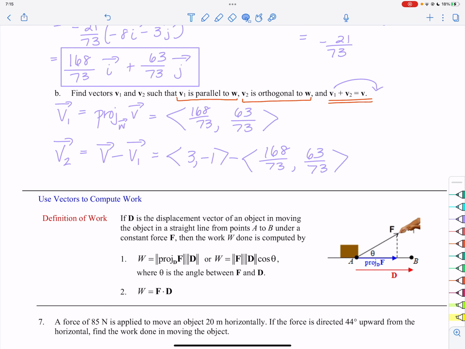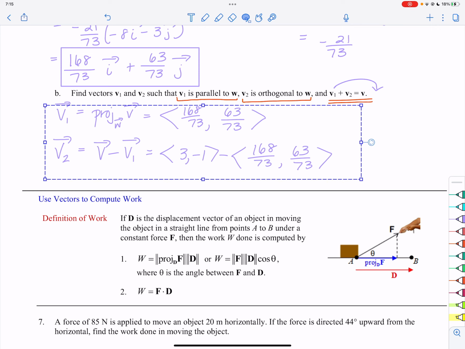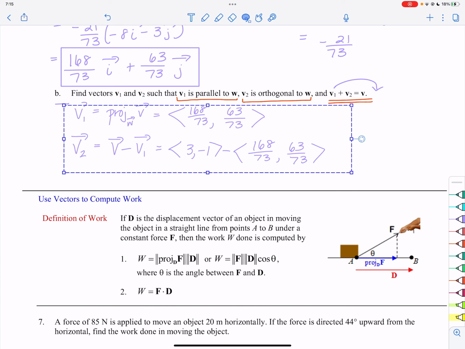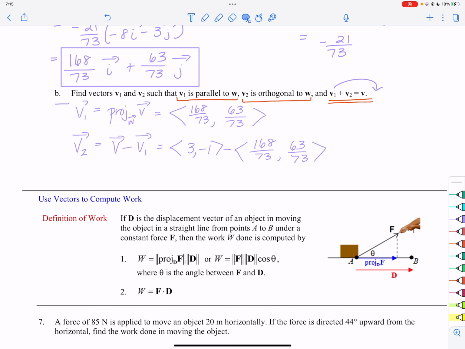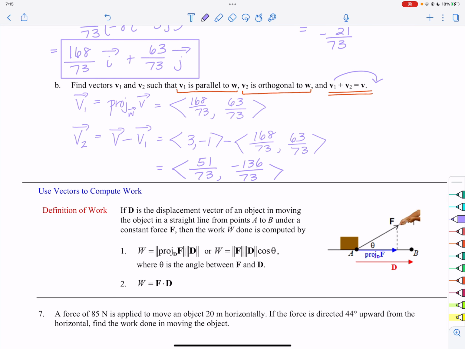And see if I can just make this all a tad bit smaller, just because I'd like to fit it here. So we can say that this is equal to 51 over 73 and -136 over 73. So there is our vector V2.